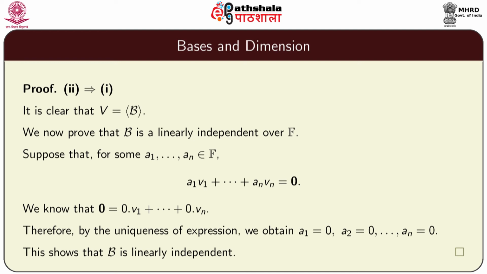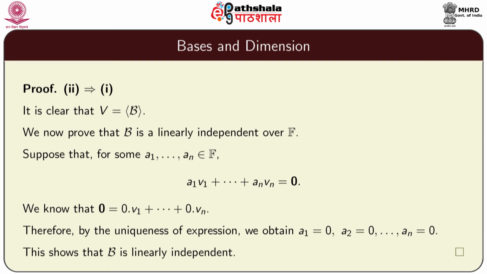Now, we prove the converse, that means 2 implies 1, that is, if we assume that the second statement is true, then it proves that the first statement is also true. The second statement is that every vector V in the vector space capital V can be expressed as a linear combination of V1, V2, Vn and uniquely. Therefore, it is clear that V is indeed spanned by the set B.